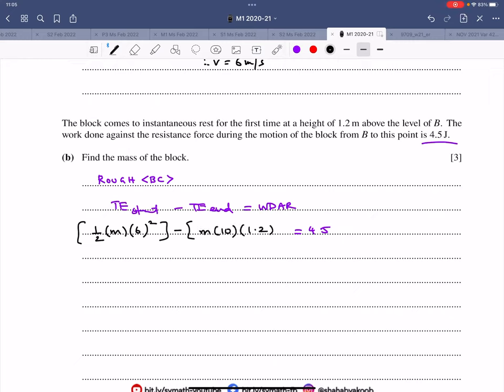So simplify it, 36 divided by 2, that is 18m, and this is 12m, equals to 4.5. 6m is equal to 4.5, m comes out to be 0.75 kg. That's the answer for this particular part.